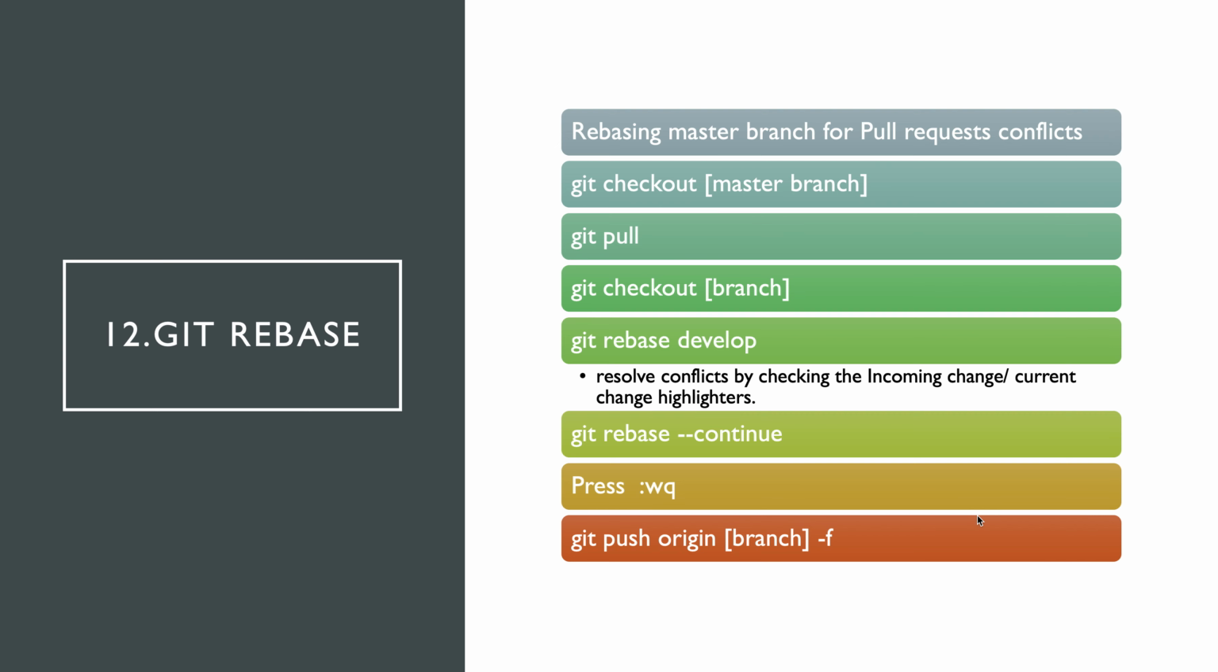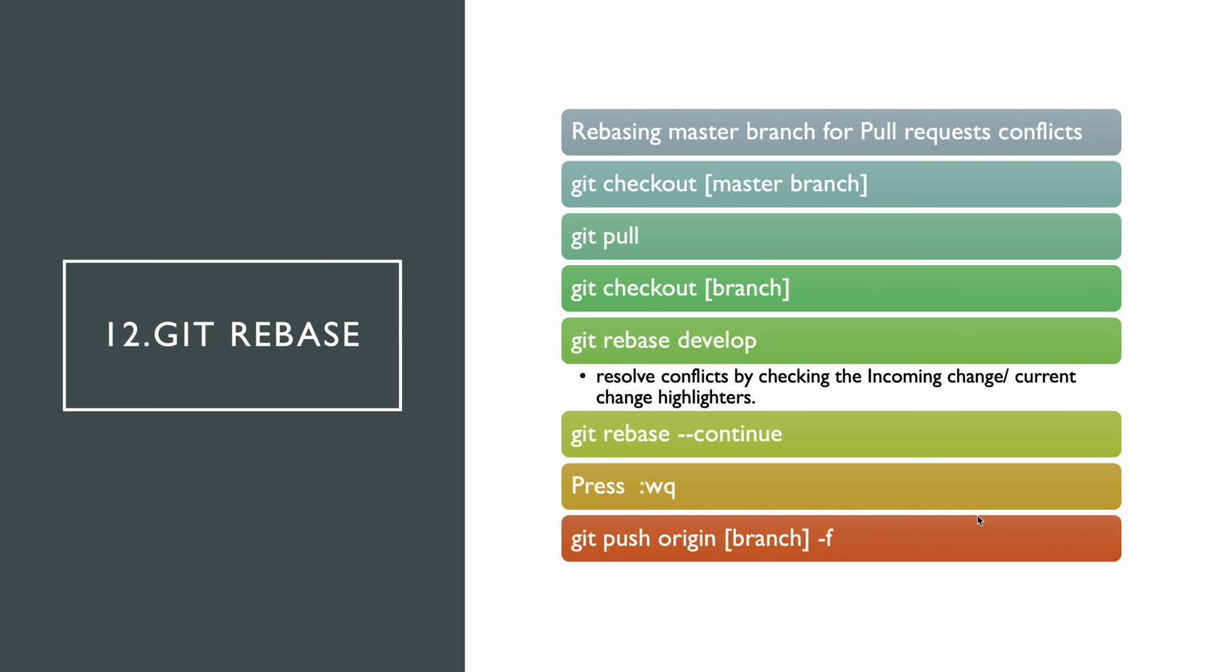follow this procedure: git checkout master branch. Some companies prefer origin; it depends on the company which master branch they are using. So git checkout master branch, git pull, whatever changes are there, just pull them, then git checkout to your branch. Now git rebase develop. Whatever is there in develop and what is in your branch, the conflicts will pop up.